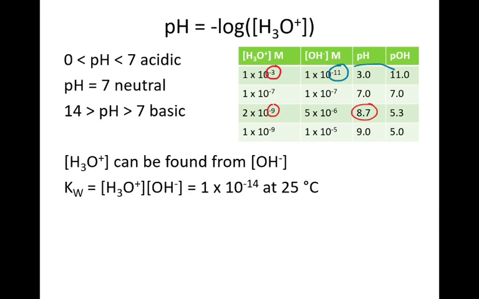So we have decided that solutions that have a pH less than 7, so more H3O+ than OH-, we call those acidic. If we have more OH- than H3O+, we call those basic, and so that'll be pH between 7 and 14. Remember that you can always find the H3O+ and the OH- using Kw.